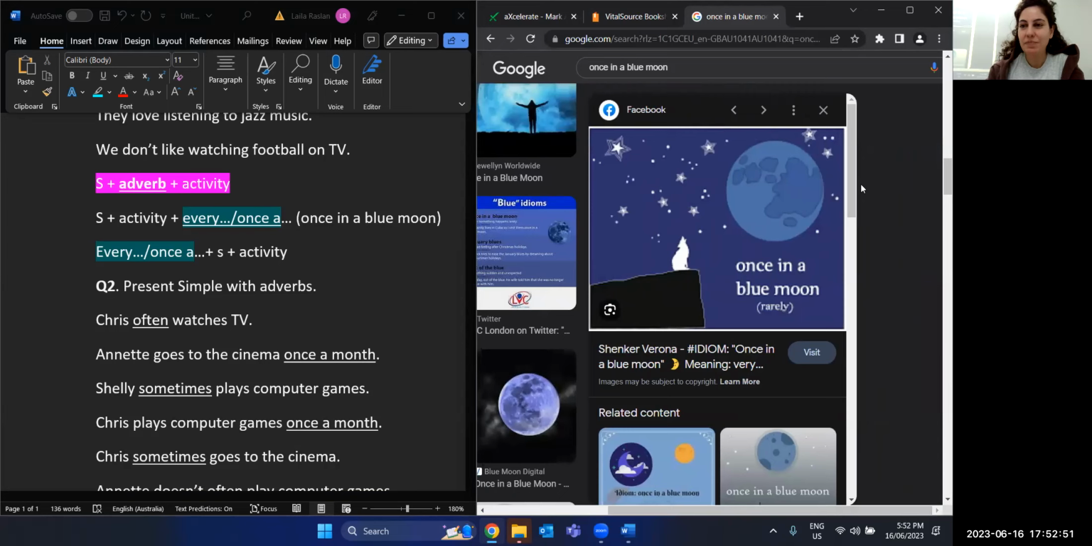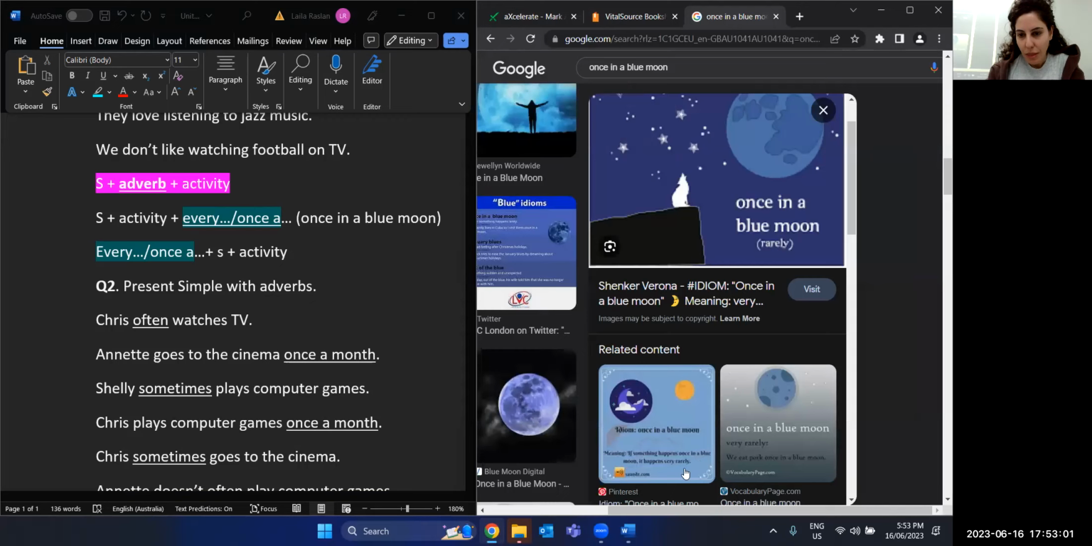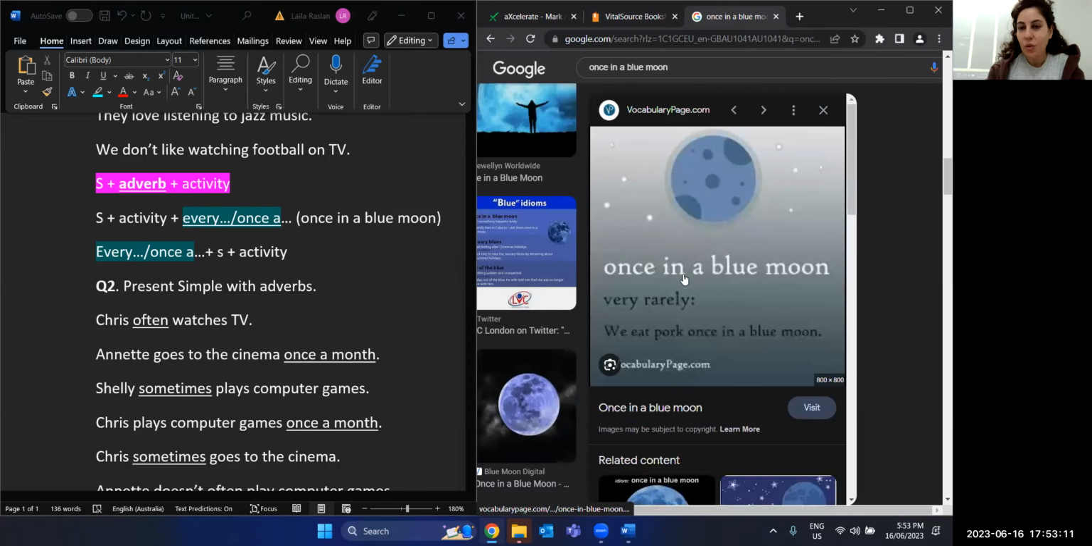You know, for example, you do something not much. So this is a good example. Once in a blue moon means very rarely. We eat pork once in a blue moon. So maybe the last time they ate pork was 5 years ago. So you can see it's a very long time. So once in a blue moon means in a very long time. It's been a very long time since we ate pork. Okay? We eat pork once in a blue moon.